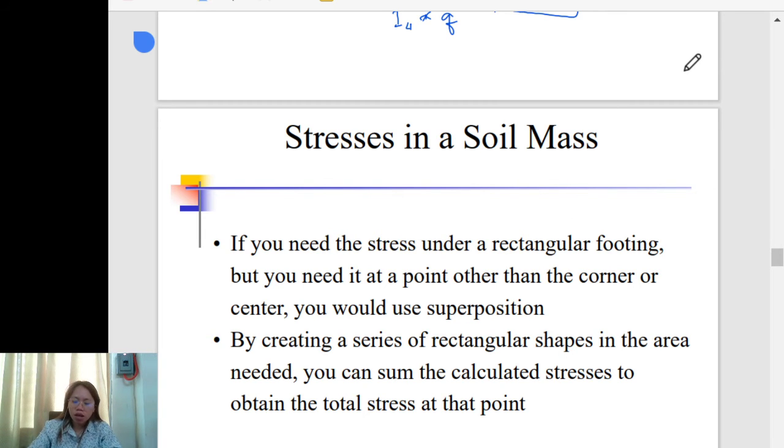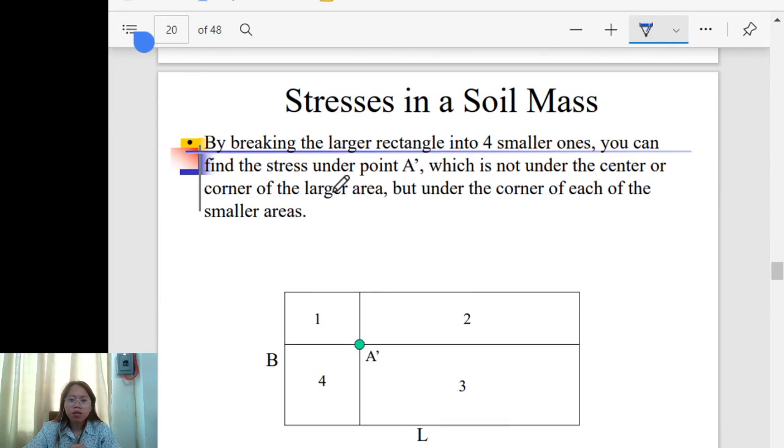Now, let's have an example. By breaking the larger rectangle into 4 smaller ones, you can find the stress under point A prime, which is not under the center or corner of the larger area, but under the corner of each of the smaller areas. For example, this is the footing. Then we are asked to determine what is the stress at point A prime.